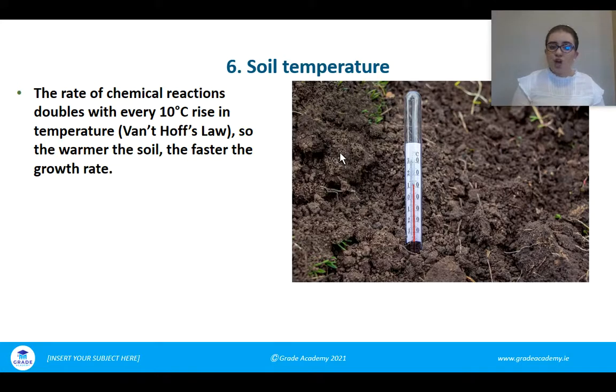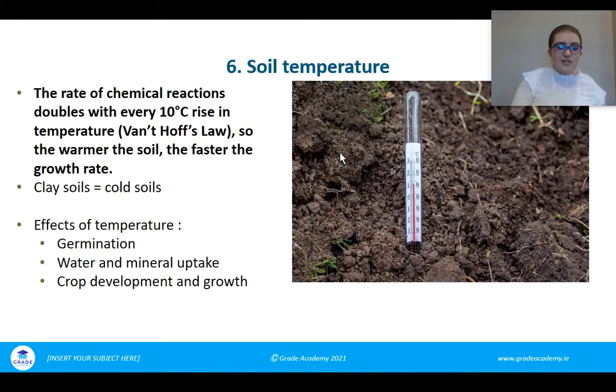Now, for growth to occur, soil needs to be generally over about 7 degrees. Anything less than 7 degrees, you're not going to have a huge amount of growth. And that's why during the winter period, we don't see a huge amount of growth. The optimum temperature for plant growth is anywhere between 20 and 30 degrees. So if you have your soil particles at those temperatures, you're going to have quite a lot of growth. Clay soils generally are seen as quite cold soils. So think of C for clay soils, C for cold soils. Sandy soils then generally will warm up a little bit faster.